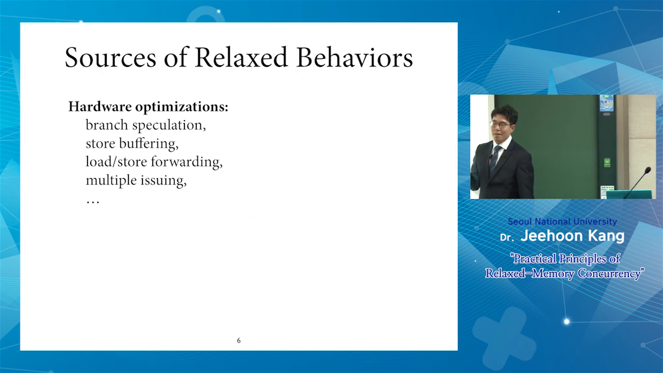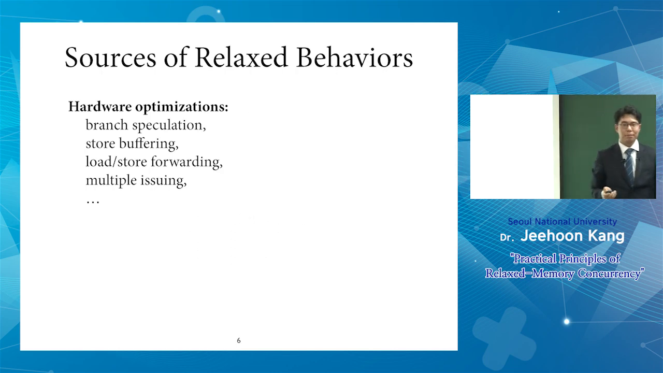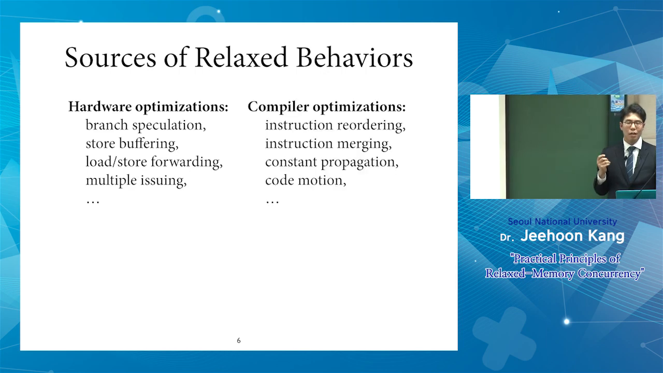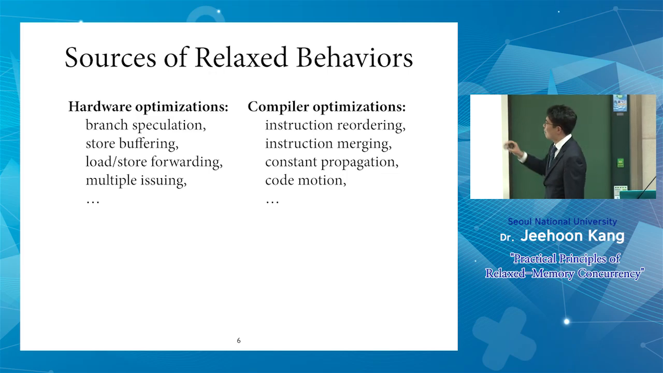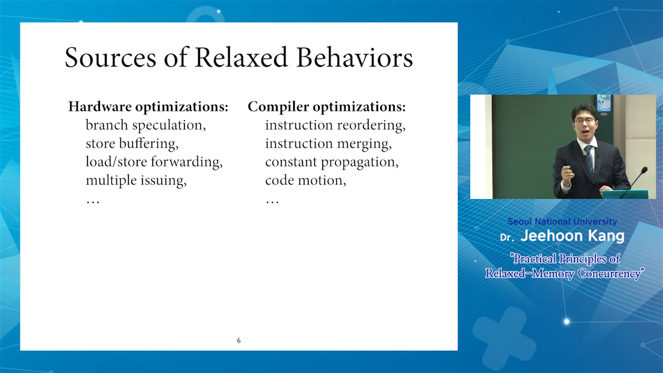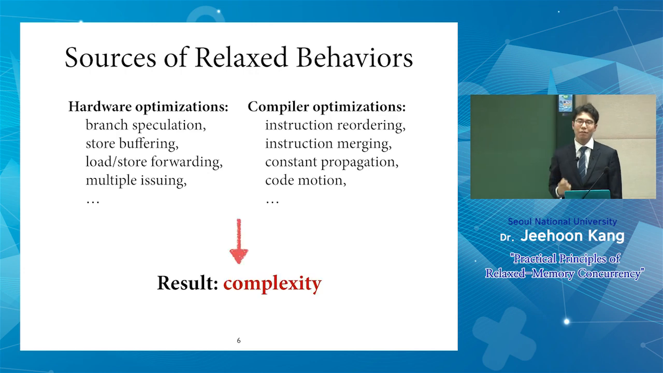So as you can see, many hardware optimizations are sources of this relaxed behavior. But there is another major source of relaxed behavior, that is compiler optimizations. For example, instruction reordering, as Professor Seok-Young Ryu said, instruction merging, constant propagation, code motion, etc. All these hardware and compiler optimizations make relaxed behavior a very complex phenomenon.